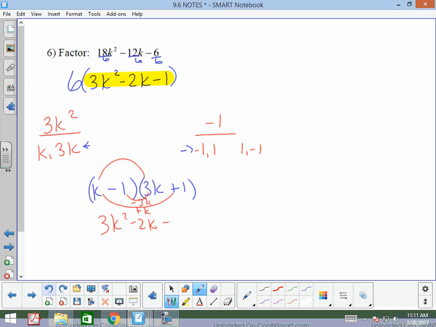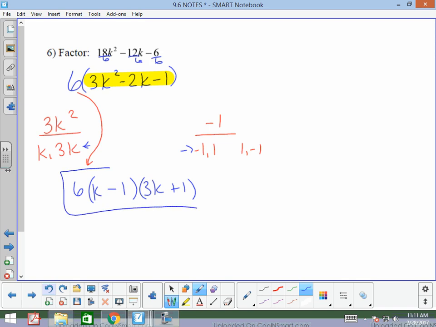So that means that 3k squared minus 2k minus 1 will factor into k minus 1, 3k plus 1. So don't forget to bring down that GCF. That's part of the answer. Okay? All right, so that's the guess and check rule.